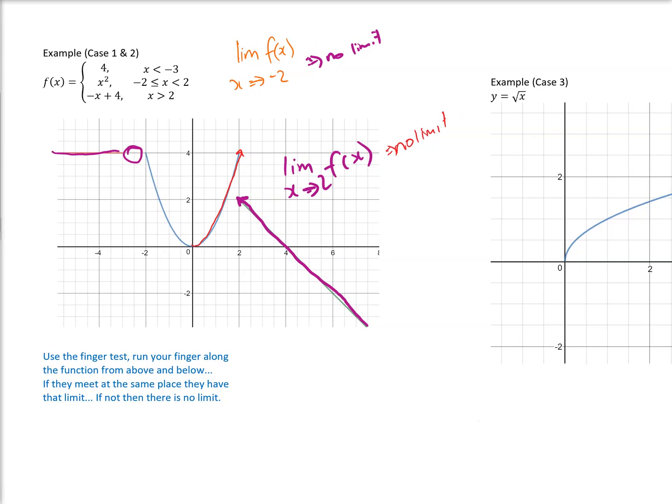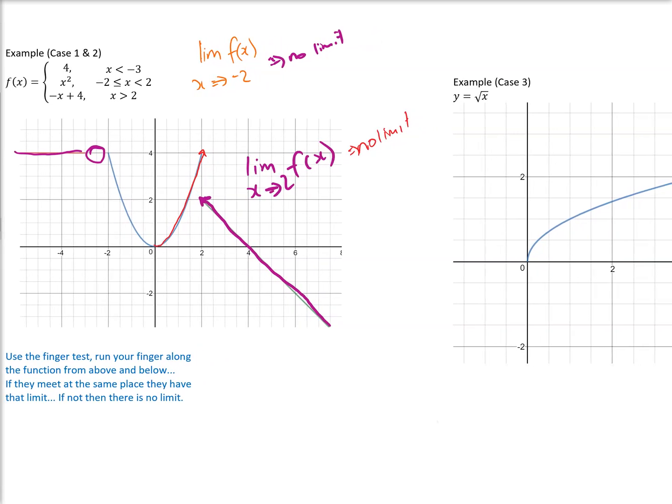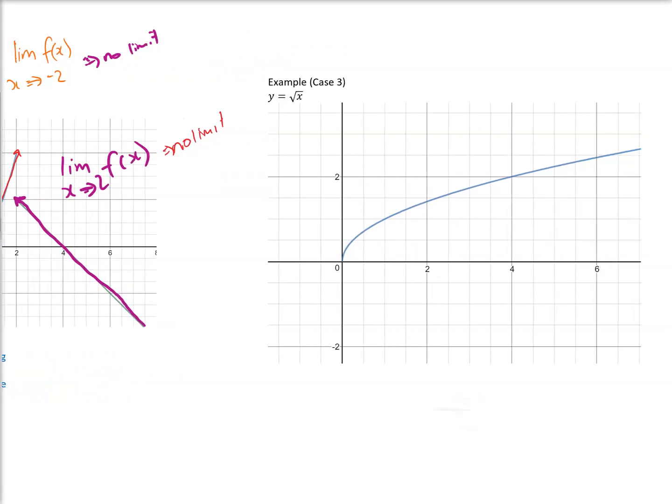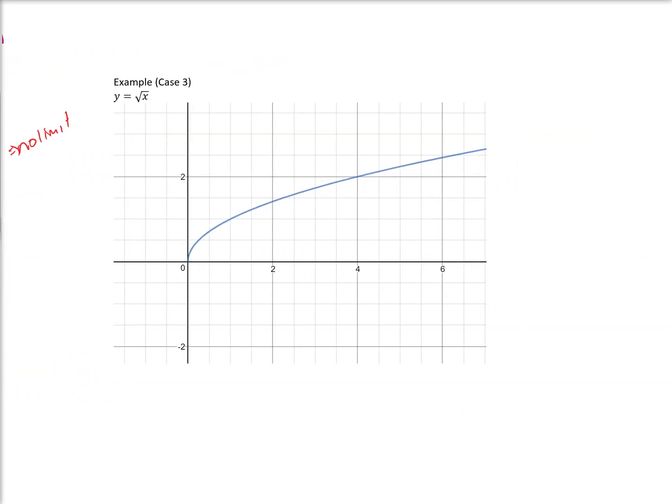Use the finger test. Run your finger along the function from above and below. If they meet the same point, then you have a limit. If not, there is not. And again, here, which is similar to the first one I just did, the limit as x tends towards 0 of this function does not exist. Why? Because the function does not exist less than 0.